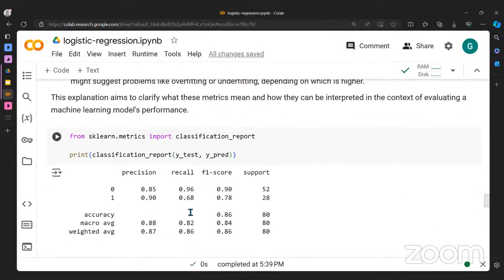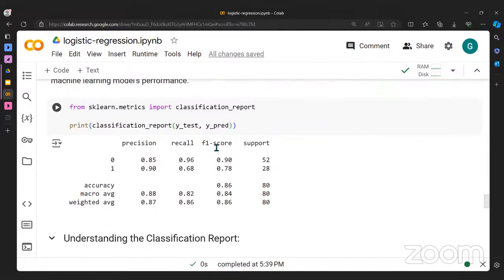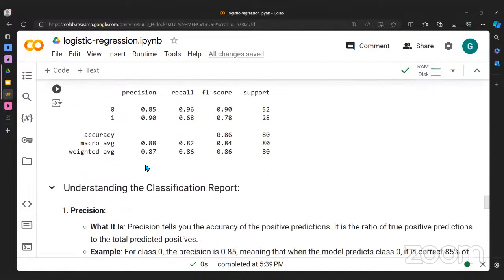Then we have the classification report we talked about: the precision, the recall, the F1, and the support. So this is what the values look like. For the precision, remember it's how accurate it's able to detect the true positives. So 85% was very accurate. This is how it's able to recall. Then the F1 score is more like balancing the two.